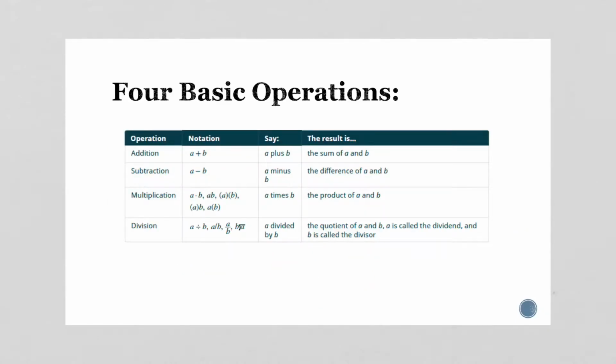Just a refresher, there are 4 basic operations: add, subtract, multiply, and divide. And these are just the different ways that you could see addition, subtraction, multiplication, and division represented. And the big thing that I really want you to get on this page is this right here. The word sum means addition. The word difference means subtraction. The word product means multiplication. And the word quotient means division.